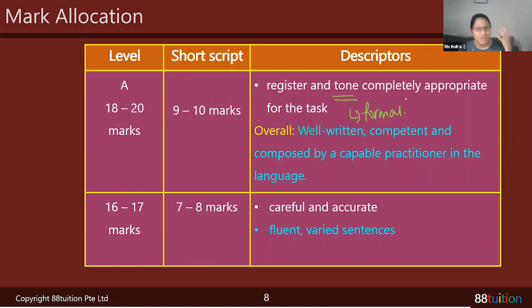We have to make sure that the register is right, so that the audience is able to receive our situational writing essay well. When we say well, it means that you have to be able to address the person properly. So overall, we're looking at very well written, competent, and composed writing by you, supposedly a very capable practitioner in the language.